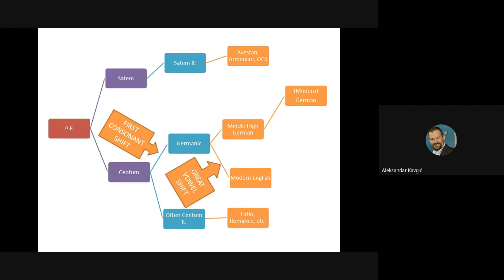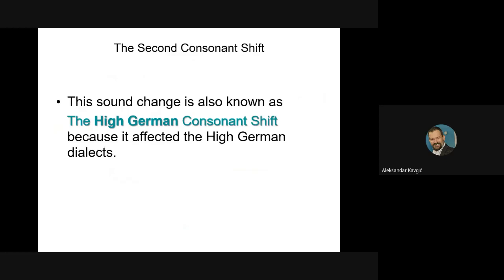What caused modern English to sound the way it sounds today is the Great Vowel Shift. And what caused the modern German to sound like modern German is this second consonant shift. So we will first do the second consonant shift because German as a language followed a more conservative trajectory of change, and it didn't undergo as many simplifications as English did in the medieval times, Middle English influence of French, Latin, and everything. So this is also known as the High German consonant shift. So it affected the High German dialects, high because they were spoken in the, let's say, hilly regions of Germany.